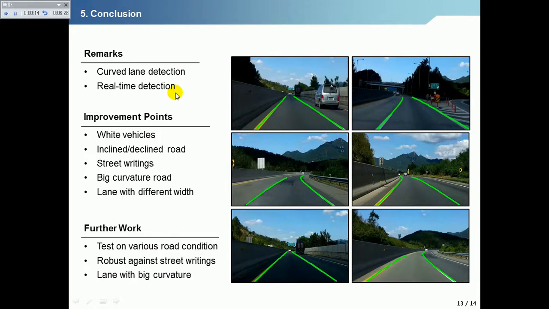However, our algorithm shows weakness when there is a white vehicle, an inclined or declined road, strict lighting, big curvature, or lanes with different widths. And also, for future work, it should be tested on various road conditions since we only tested on sunny days. It should be more robust against strict lighting and lanes with big curvature.